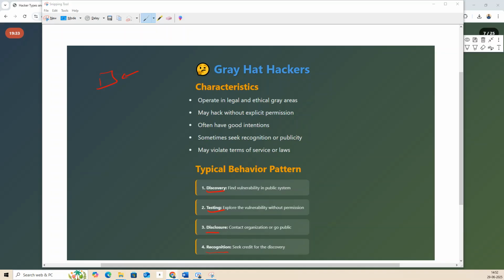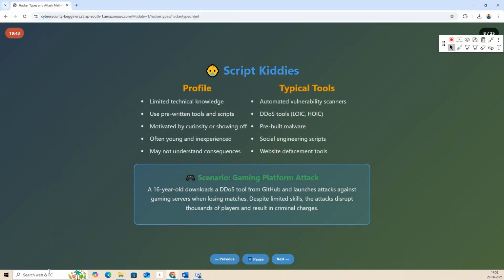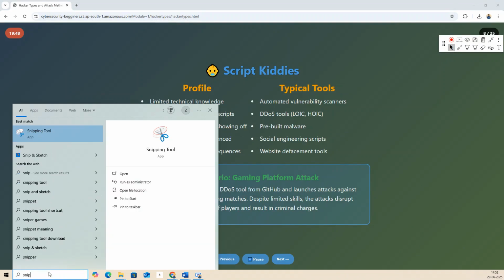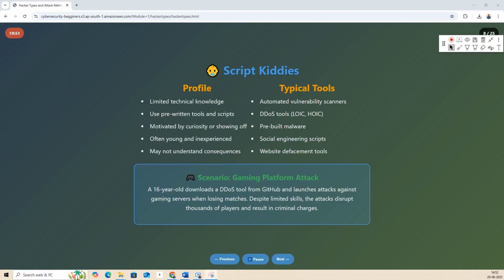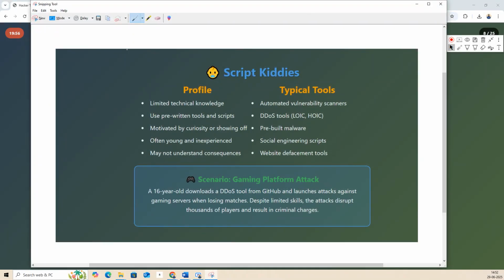Now let's talk about a different type of threat altogether: the script kiddies. Who are these script kiddies? See, the emoji itself says what this script kid is. Script kiddies might sound harmless, but don't be fooled. While they lack sophisticated technical skills, they can still cause significant damage.